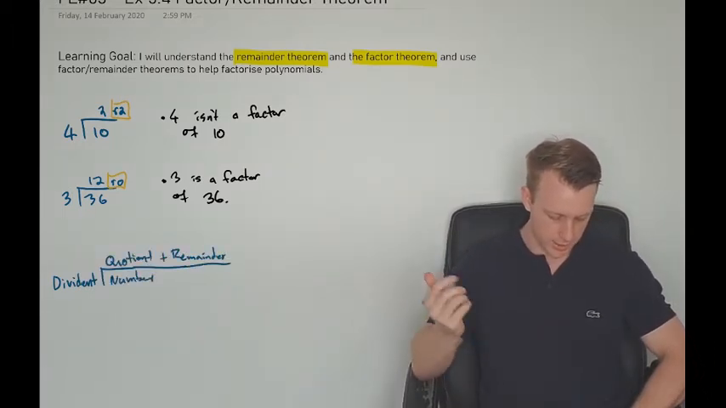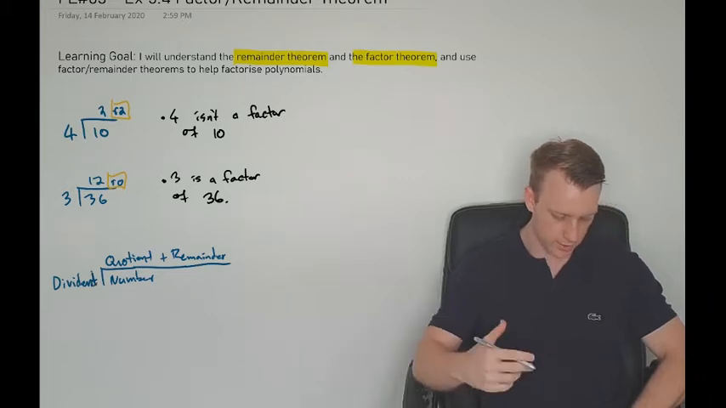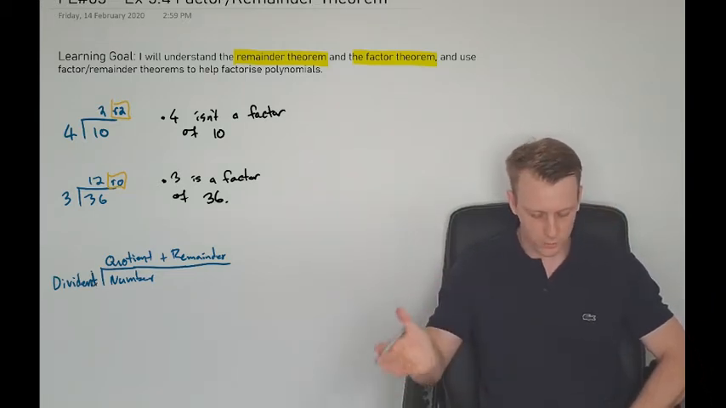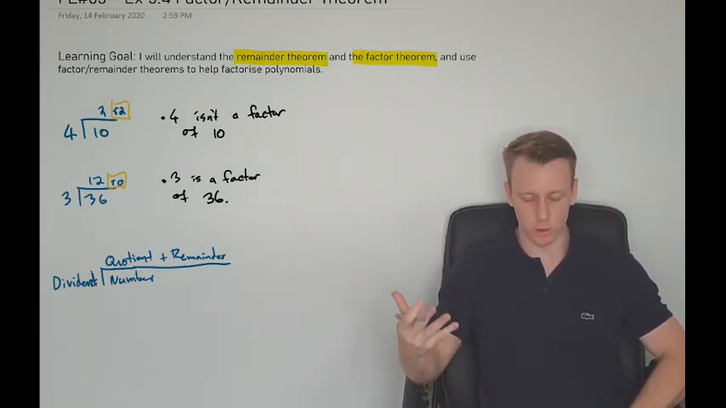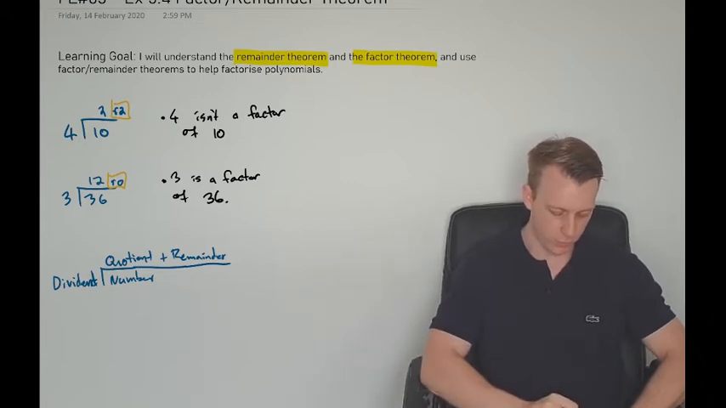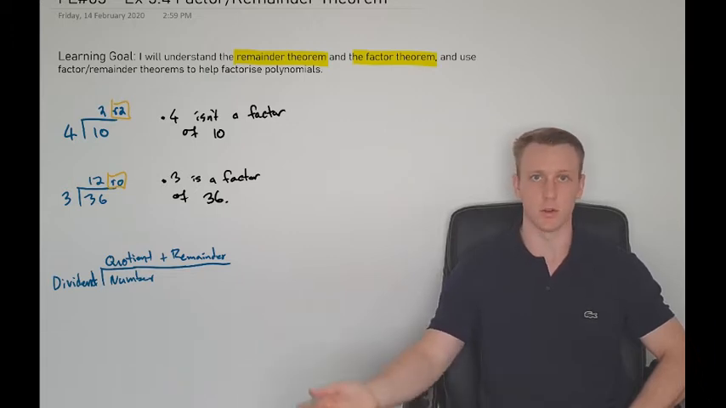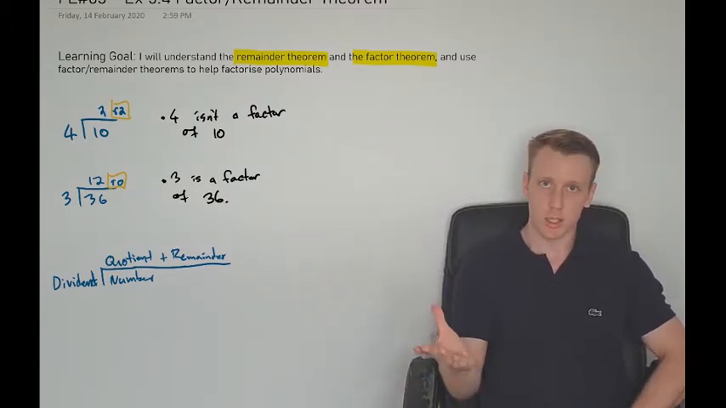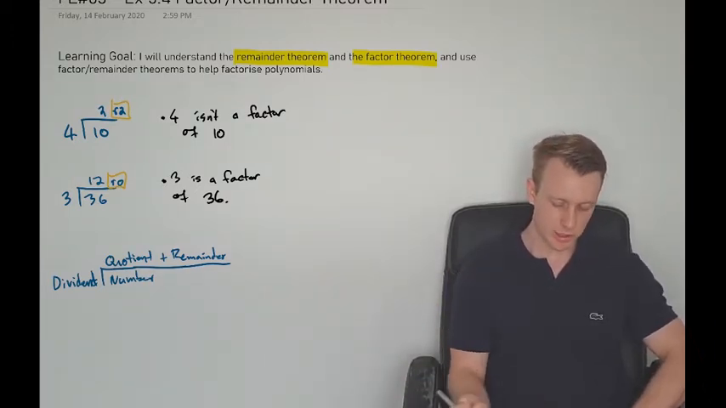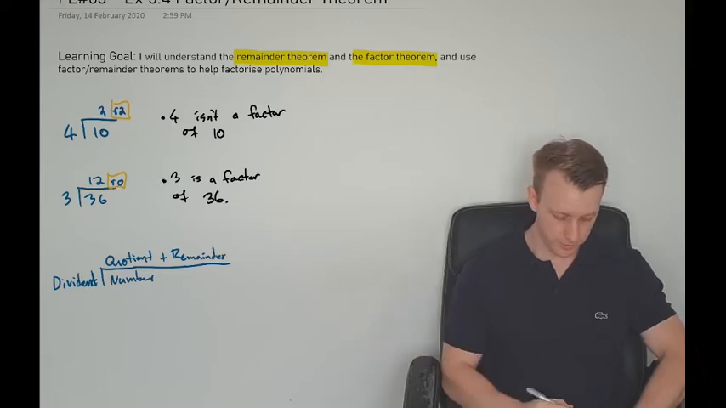And so we'd say that the divisor is a factor of the number if we get no remainders. And we can see that here. 4 isn't a factor of 10, but 3 is a factor of 36 simply because there's no remainder. We can generalize this to polynomials, which leads us into the remainder theorem.